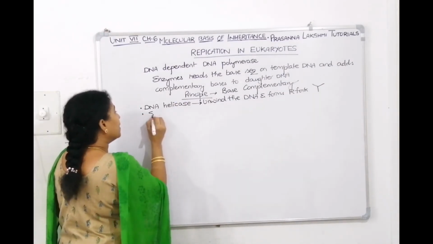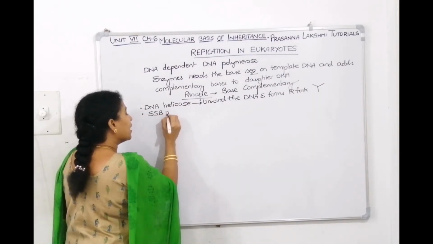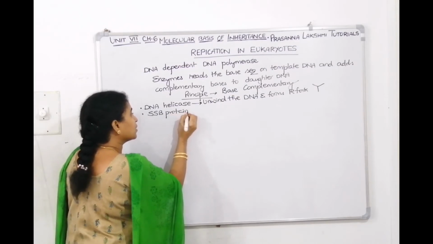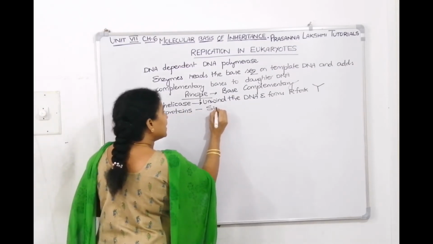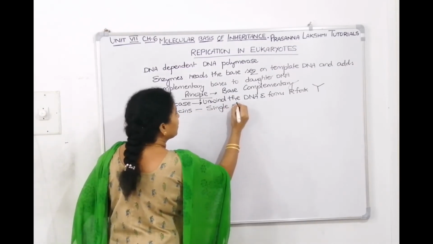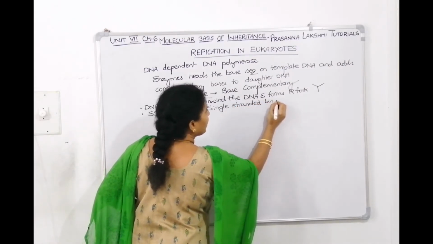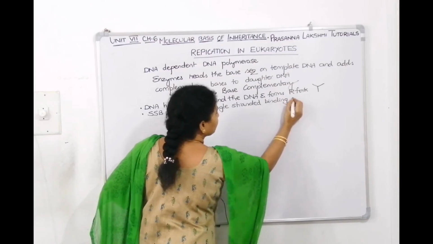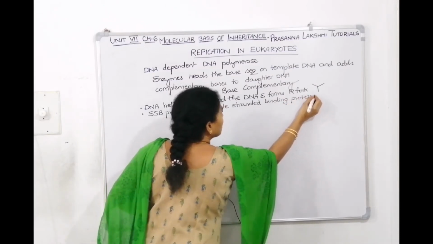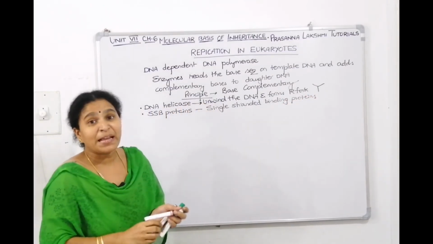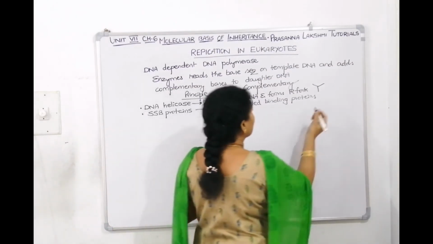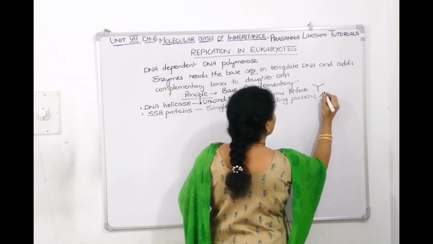Since the strands are complementary, SSB proteins are required to stabilize the single strands. SSB means single stranded binding proteins. What will they do? Single stranded binding proteins will stabilize the single strands so that they don't recoil.